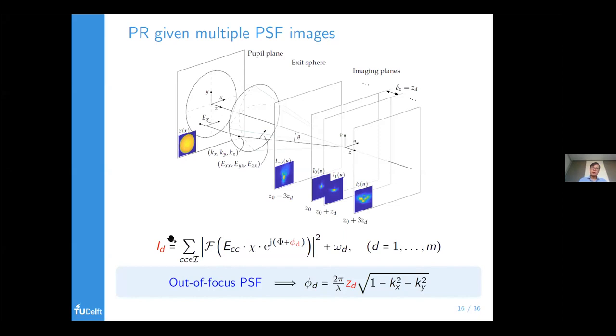So given the m images, the phase retrieval problem is to restore the phase, where the amplitude can be either known or unknown. And this is clearly a feasibility problem, where we want to find a complex signal that satisfies all the data constraints and the prior information of the problem.